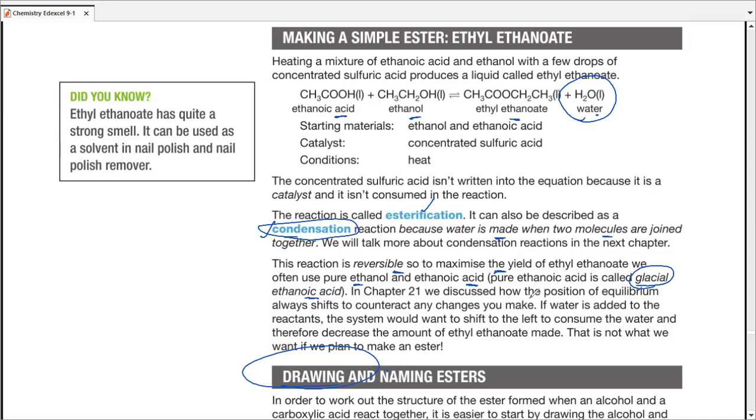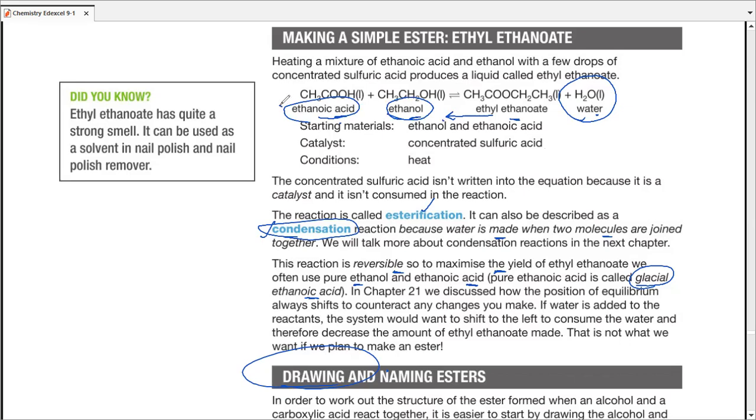So in chapter number 21, we discussed how the position of equilibrium shifts to counteract any changes that we make. So if you add water to the reactant, the system will actually shift towards its left. It's going to go backwards to consume the water. Therefore, it decreases the amount of ethyl ethanoate that you make.